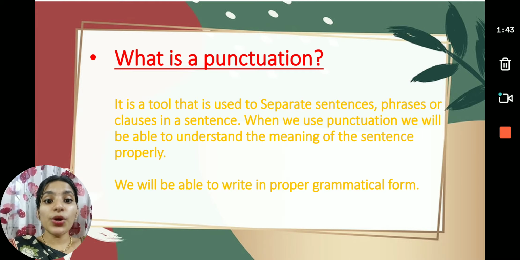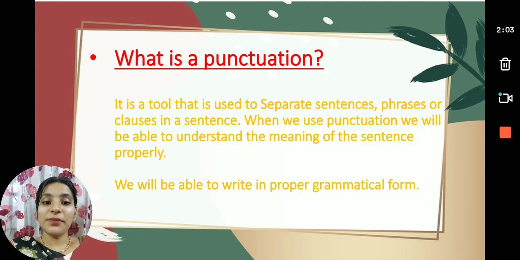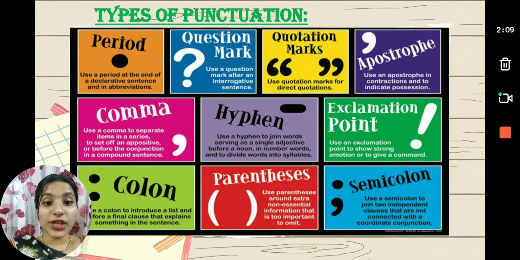They are used in particular sentences. And why do we separate sentences, phrases or clauses? For us to understand the meaning properly. And we will also be able to write in proper grammatical form when we use the correct punctuation mark in our sentences.